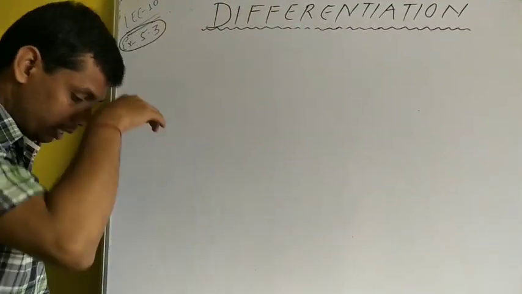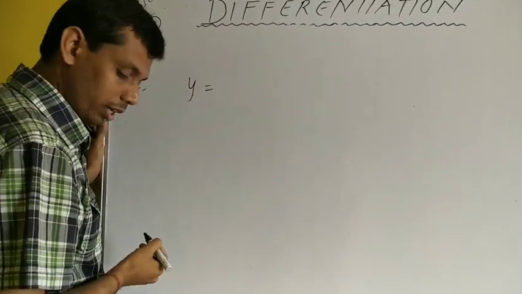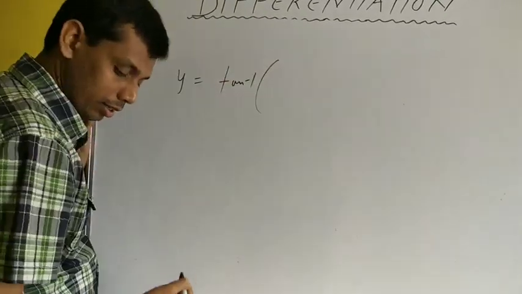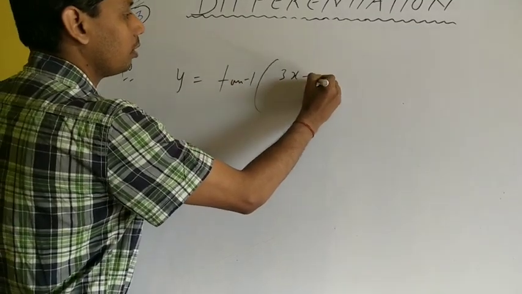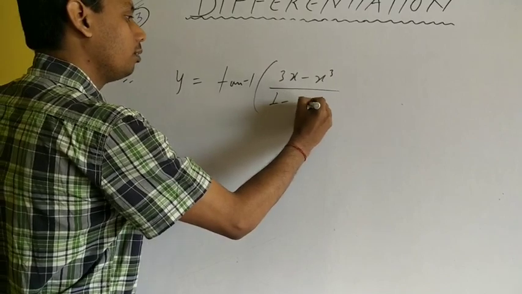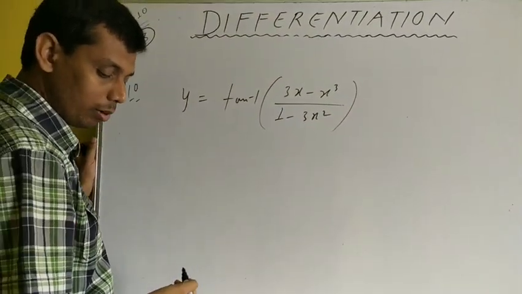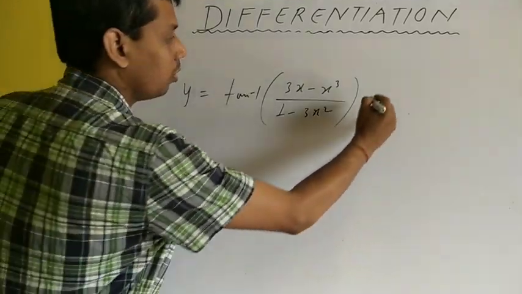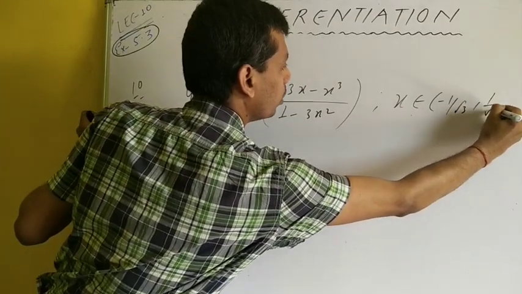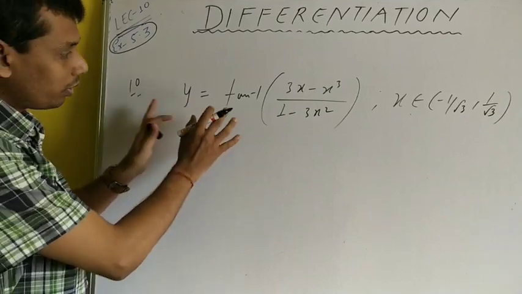In question number 10, we have to differentiate y is equal to tan inverse of (3x minus x cube) upon (1 minus 3x square), where the value of x lies within the interval, x belongs to the open interval minus 1 by root 3 to plus 1 by root 3. Okay. Now we have to differentiate this.